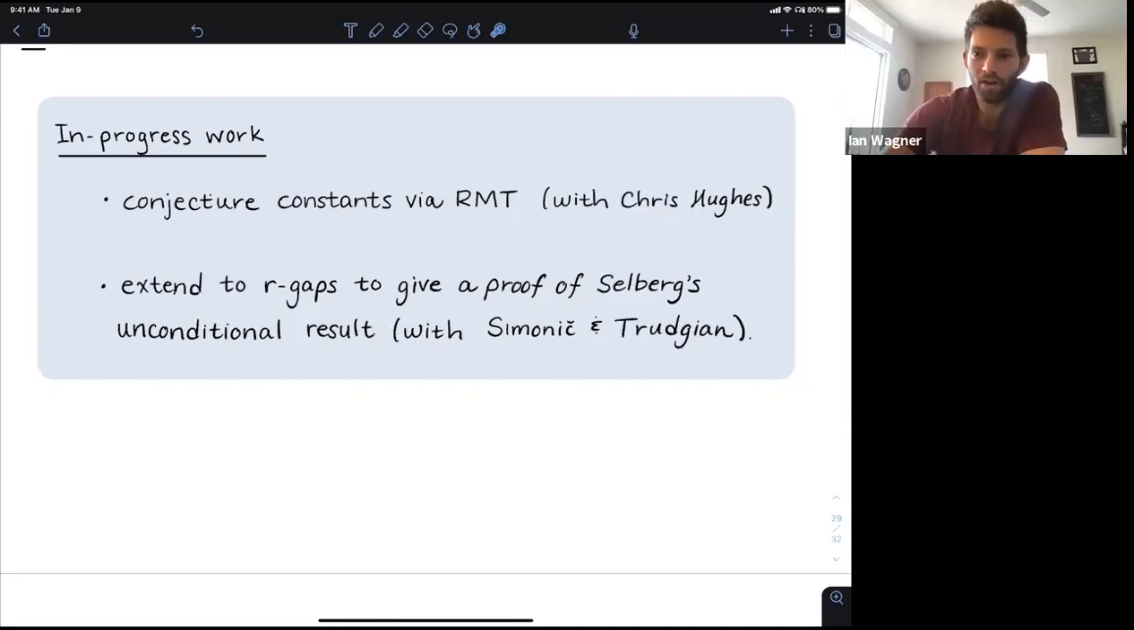Great. I have one quick question. Maybe the obvious thing is, do you see any obvious roadblock to extending this to other Dedekind zeta functions or things like that?